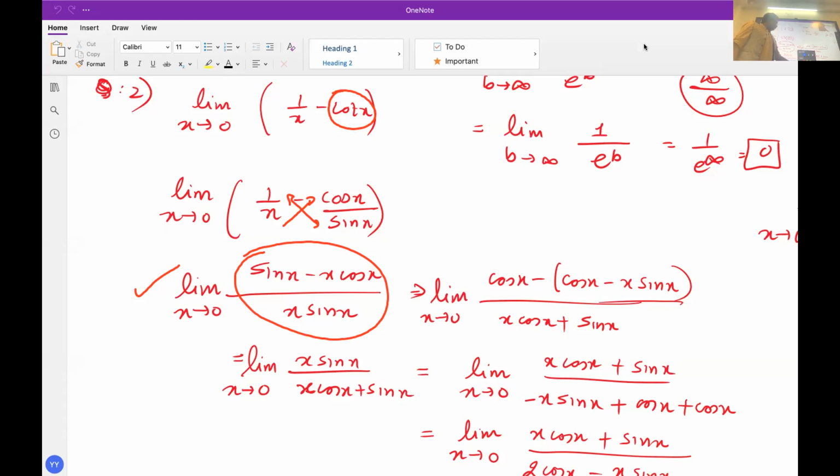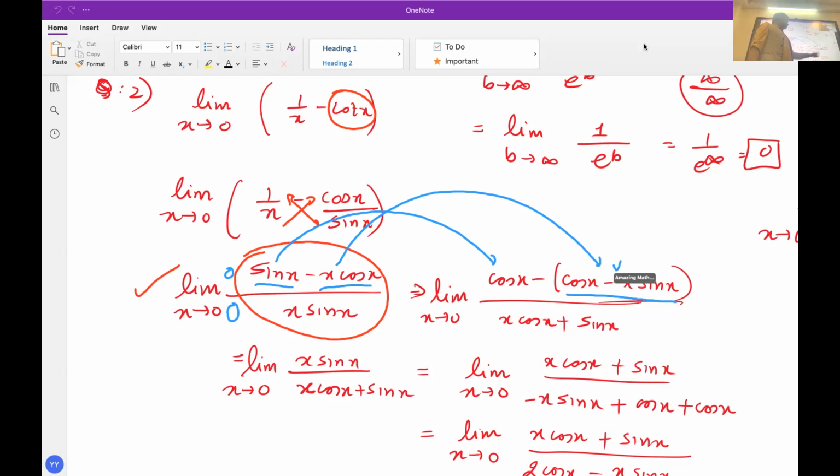Since the question has the format of 0 by 0, I can do the derivative of the numerator and denominator. The derivative of sin x is cos x, and on x cos x you apply the product rule, so that's cos x minus x sin x. The derivative of x cos x is x times negative sin x plus cos x. Then you get x cos x plus sin x. If you simplify this, cos x goes away, and you are left with x sin x upon x cos x plus sin x.